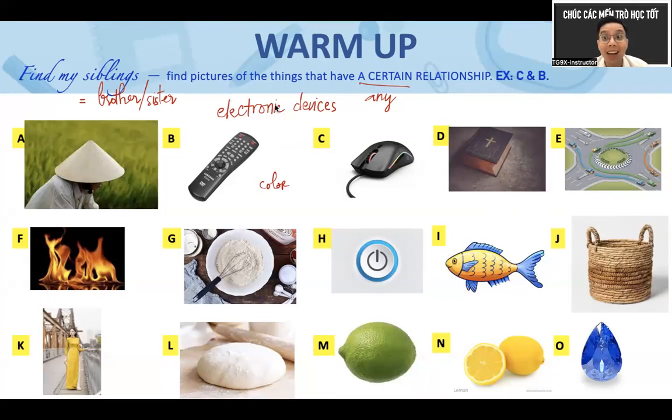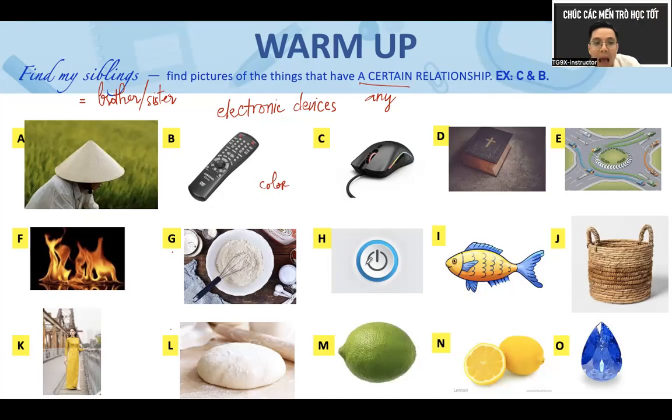Okay, now. I choose G and I and L. G and L. Why? The color is the powder. Yes, very good. Powder. And the color, same color. Same color as well. Yes, function to make a cake. Same purpose as well. Thank you. Yes. Anh Tùng, it's your turn.